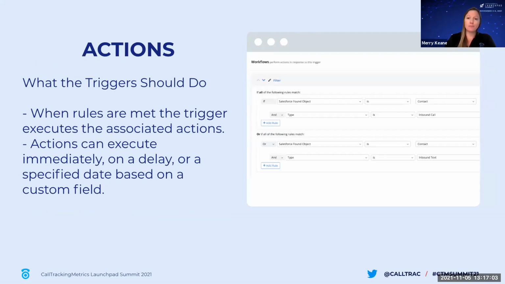Actions. This is telling the trigger what to do and how to do it. So when the rules or criteria are met on an activity, the trigger will execute the associated actions. You can either execute actions immediately or add a delay. And if you choose to add a delay, you can execute the actions at a specific point in time, such as 1 hour after the call is completed, 15 minutes after the form is received, or you can even add a custom field to execute the actions on a specific date.